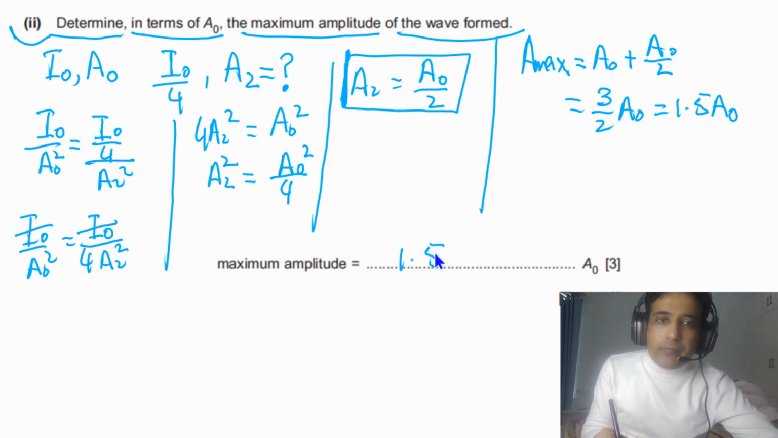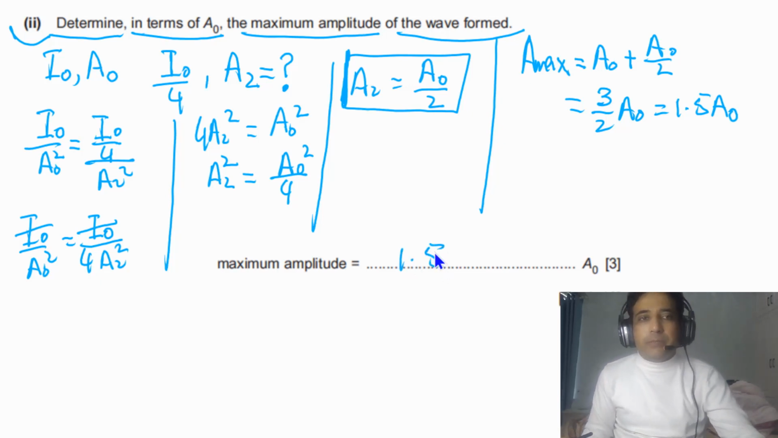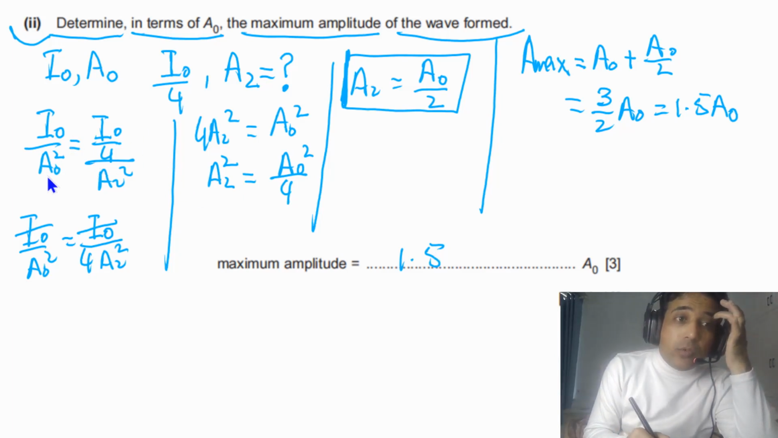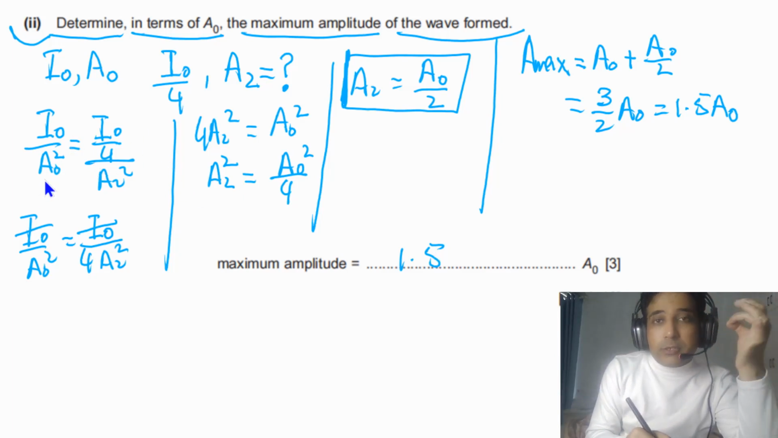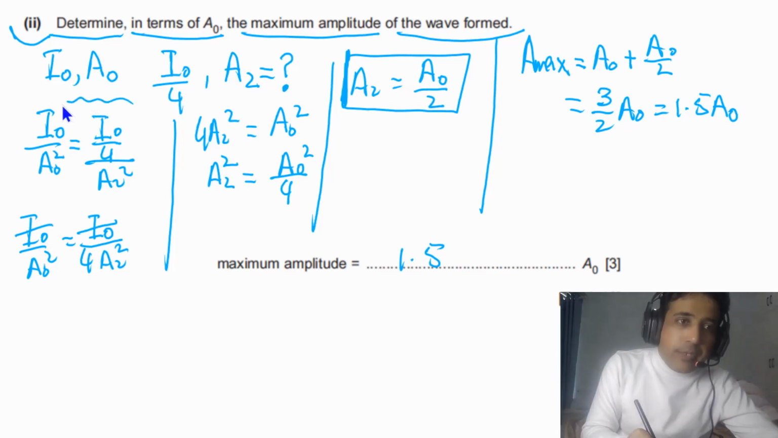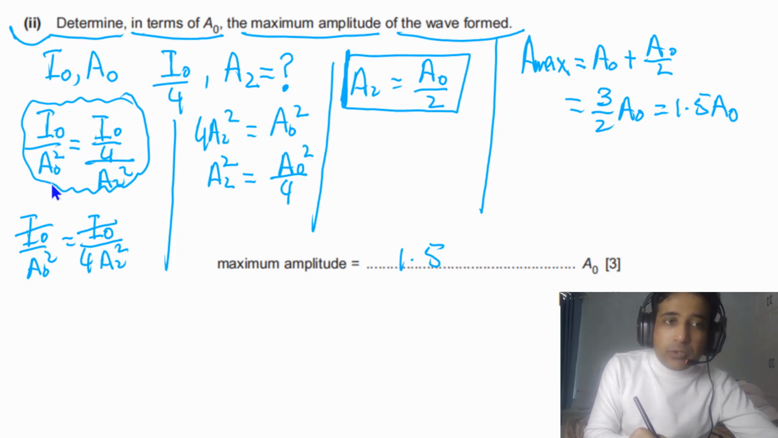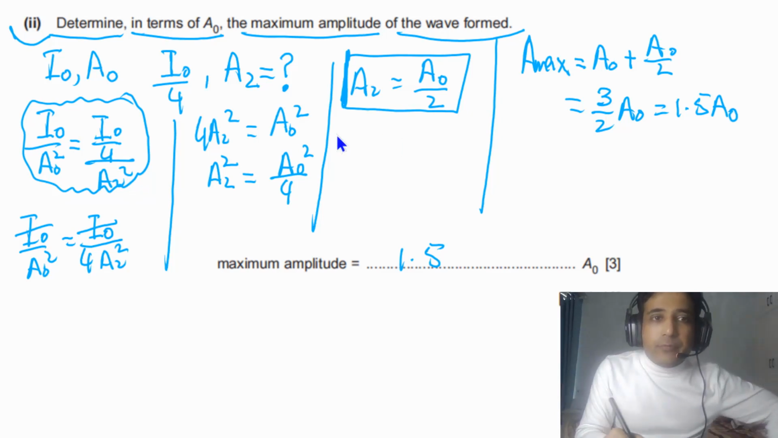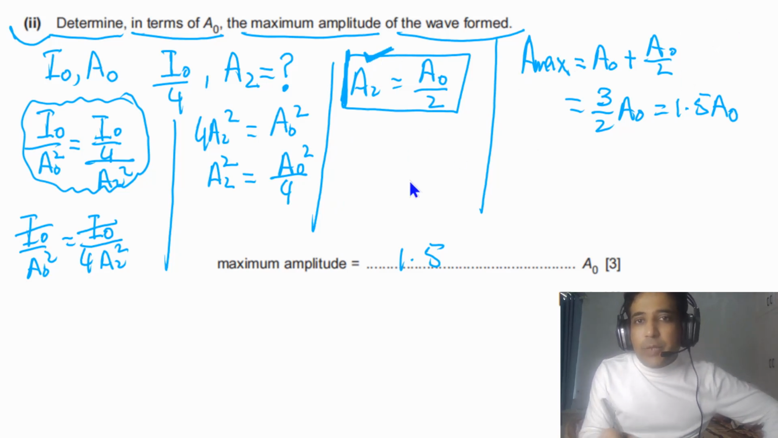Quite a straightforward question. If you have a basic understanding of intensity, intensity over A square is equal to a constant, and that is true for both waves. So that's the reason we can compare them. The ratio between I naught and A naught square, and the ratio between I2 and A2 square, is constant. So we can equate and find the value of A2. And when we have the value of A2, you simply add that, and you can find the maximum amplitude of the resultant wave.